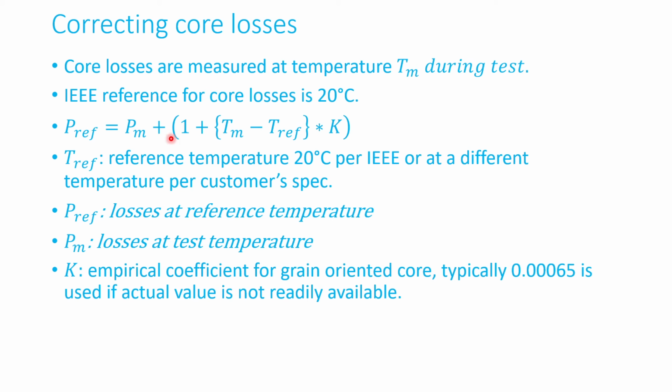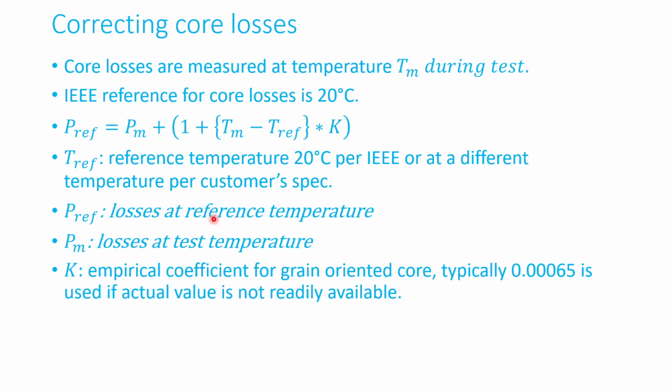So here's the formula that you use to correct the core losses from the temperature during test to the reference temperature. P_ref, the losses at the reference temperature, is equal to the losses measured at the test temperature times this factor here: 1 plus the test temperature minus the reference temperature, times a constant K. Tref is the reference temperature, 20 degrees per IEEE, or it could be a different temperature per customer spec, whatever the customer wants, basically.